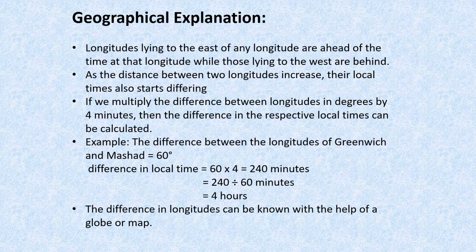If we multiply the difference between longitudes in degrees by 4 minutes, then the difference in the respective local times can be calculated. For example, the difference between the longitudes of Greenwich and Mashhad is 60 degrees. So the difference in local time of both locations is 60 degrees into 4, equal to 240 minutes. 240 minutes converted into hours is 4 hours. So the difference between these two places is 4 hours. The difference in longitudes can be known with the help of a globe or map. Okay?